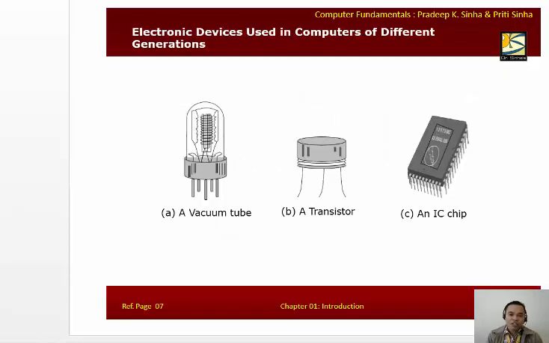So these are the electronic devices that evolved. First, we have the vacuum tube, we have the transistor, and we have the IC chip, or the integrated circuit chip.